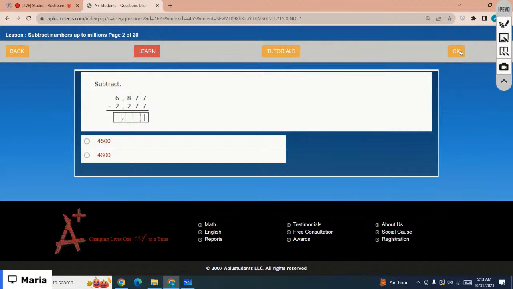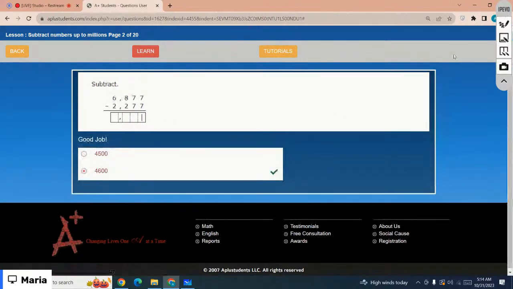Okay, the next one is 6877 minus 2227, which is the correct option? The correct option is 7 minus 7 is 0, 7 minus 7 is 0, 8 minus 2 is 6, and 6 minus 2 is 4, so it is 4600. The correct option is 4600.